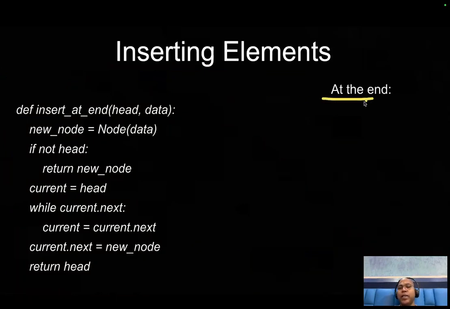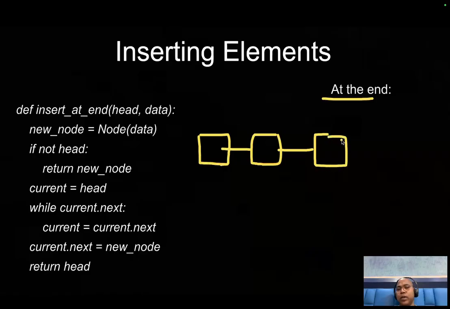Similarly, maybe at the end. Simply go to the last and add the new node. Adding at the end is very simple. If we have only one header pointer, there are two approaches to implement it. Let's say I want to add a new element here. I have to go first to the last node, then I can link the next node.